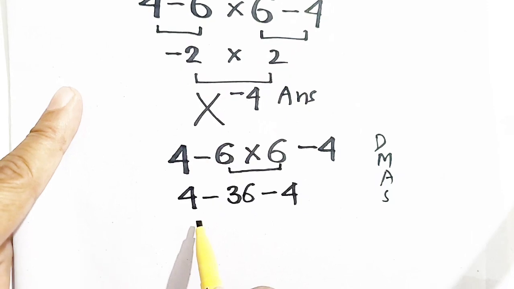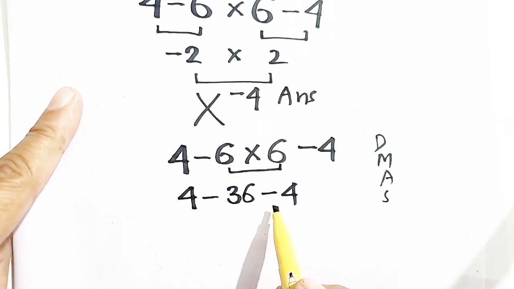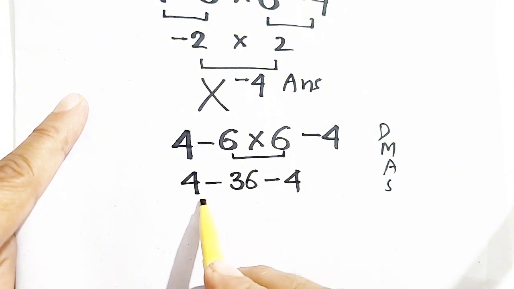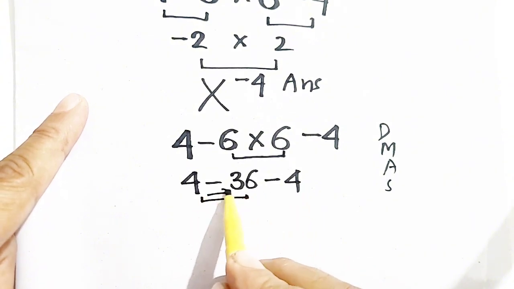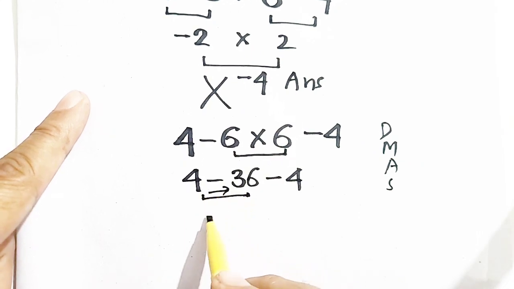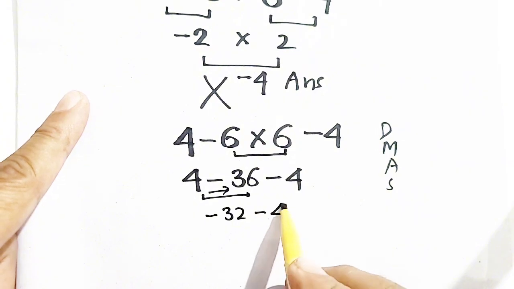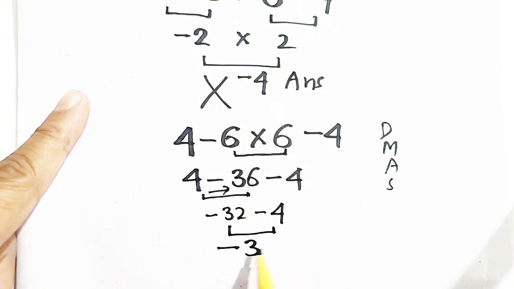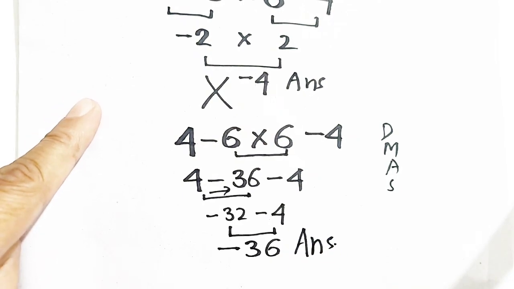Now you can see that it is a single term of addition and subtraction. So 4 minus 36, because we have to move from left to right. So 4 minus 36 is minus 32, minus 4. Now minus 32 minus 4 will be equal to minus 36, which will be our correct answer.